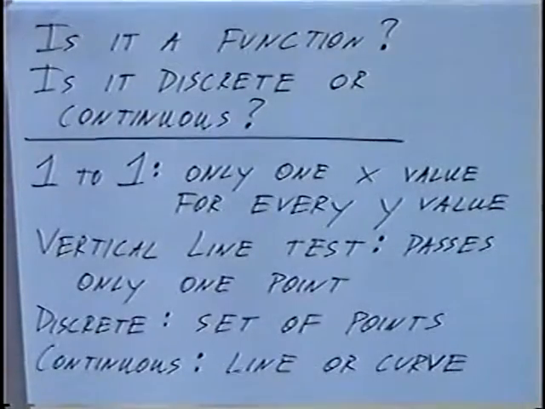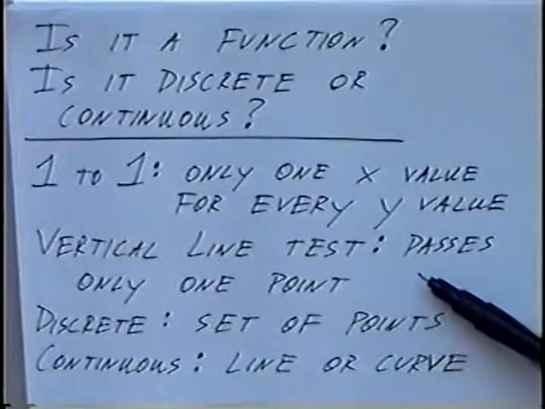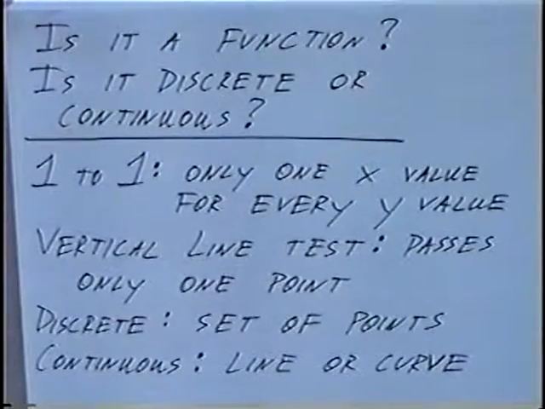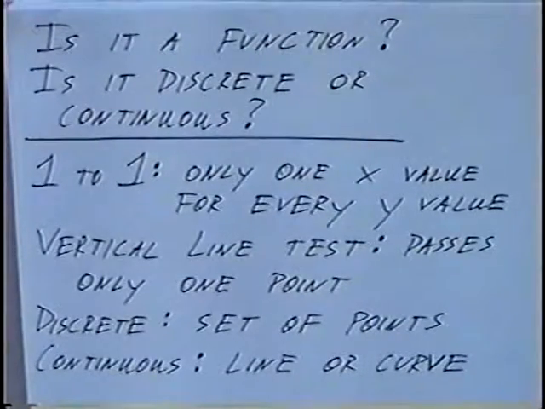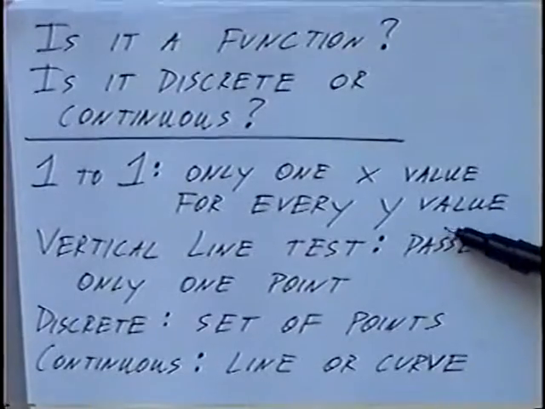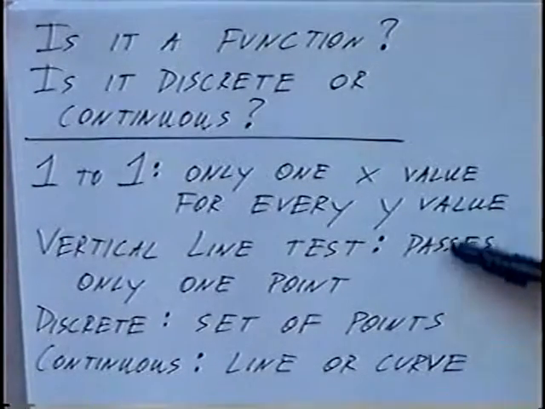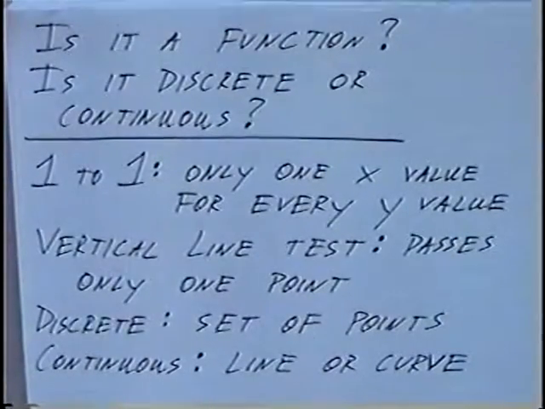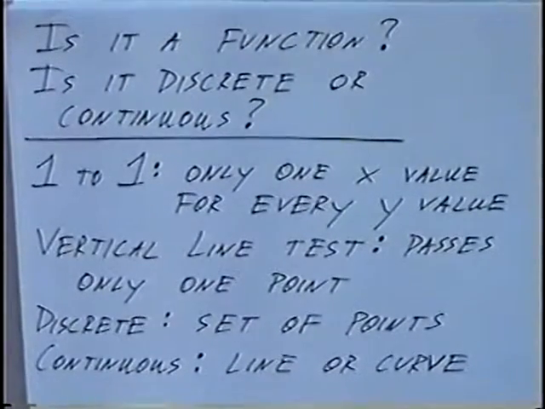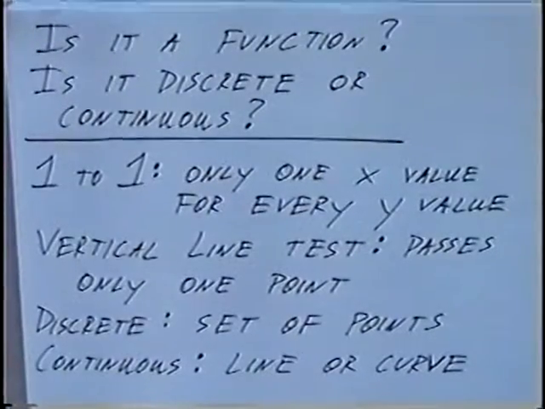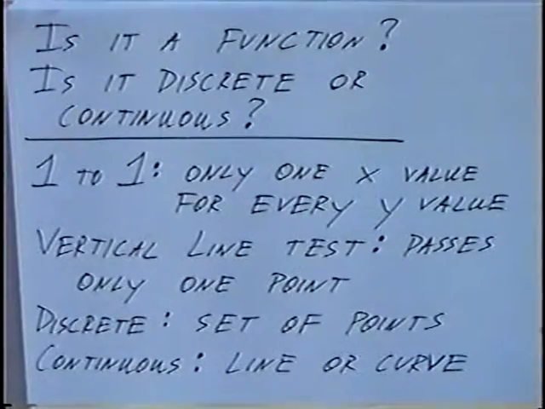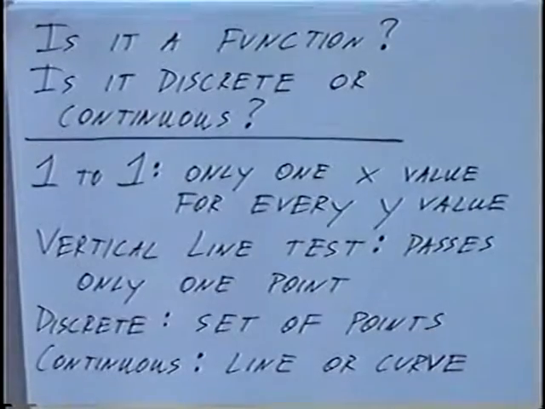Second definition, vertical line test. Definition is passes only one point. If a graph is drawn, you can draw a vertical line through any part of the graph. A vertical line goes straight up and down. If it passes only one point, then it passes the vertical line test and it's a function. If it does not pass the vertical line test, which means it goes through 2 or more points, then it does not pass the vertical line test and it is not a function.